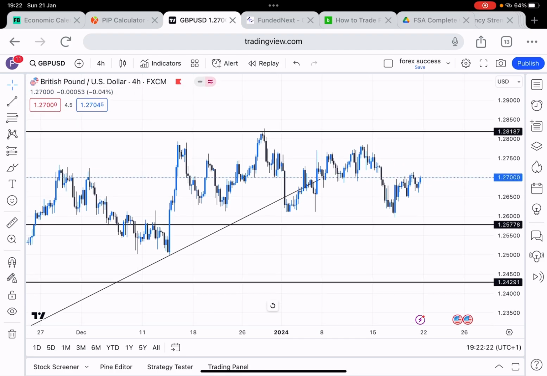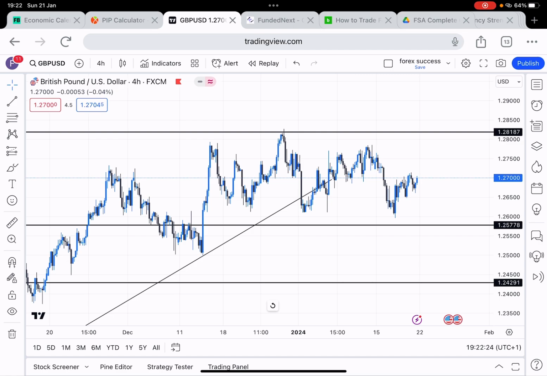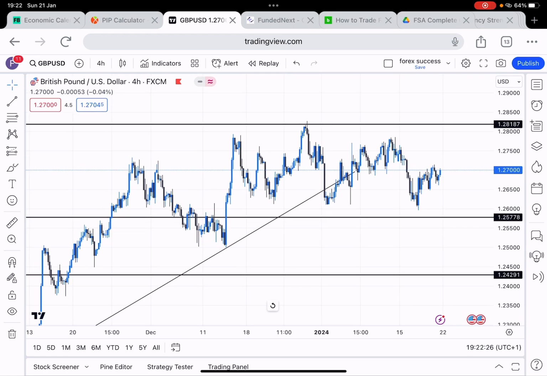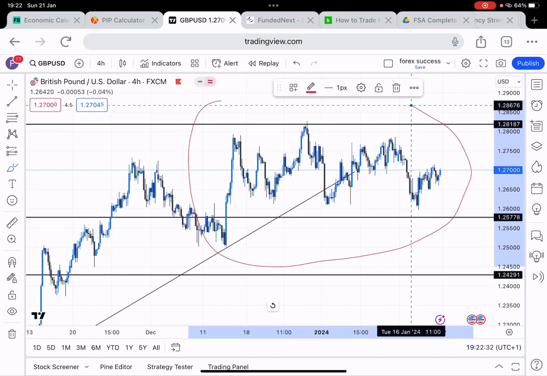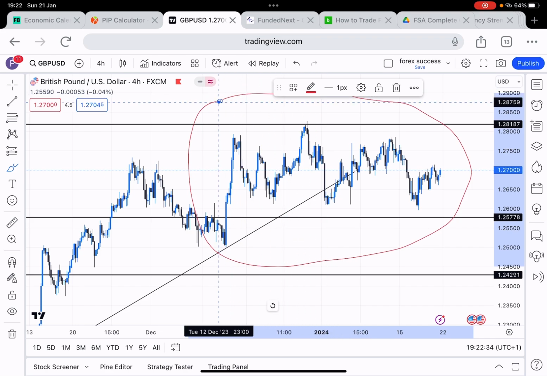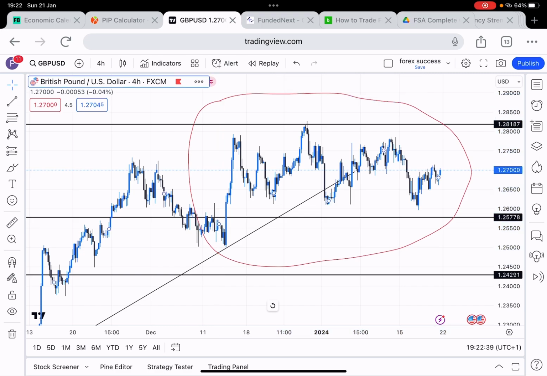So real quick, I'm gonna go to the 4-hour time frame. Because we have seen the bigger picture already on the daily time frame, on the 4-hour time frame we are not going to be focusing on the bigger picture. What we need to focus on now is what's happening within the cycle.